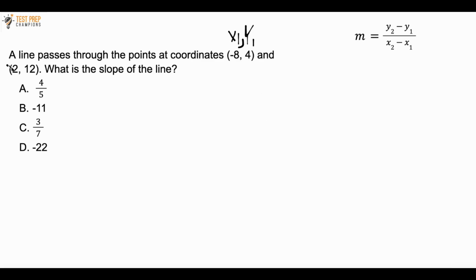Now let me look at my next pair, right? The 2 and 12 here. So we know that the first number is always an x. So I'm going to call this 2, x2, and we know that the second number is always a y, so I'm going to call this 12, y2. So I've got my x1, y1, and x2, and y2.